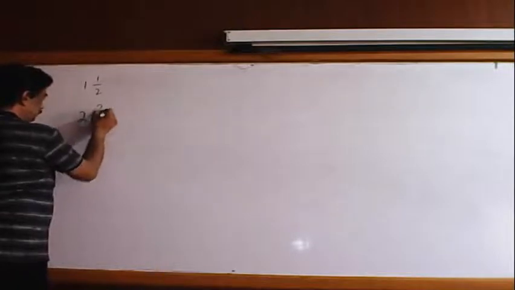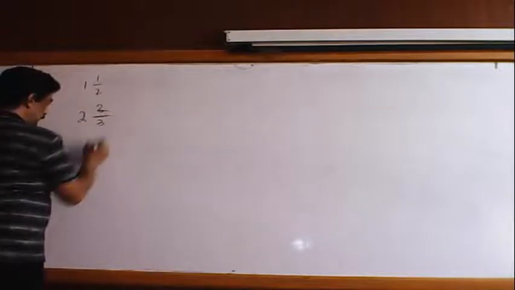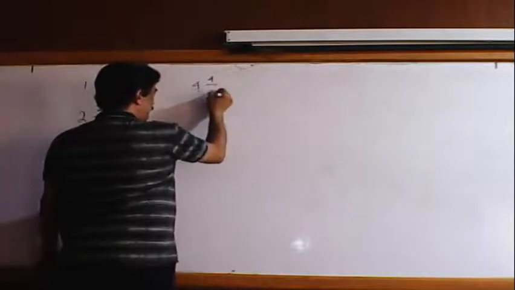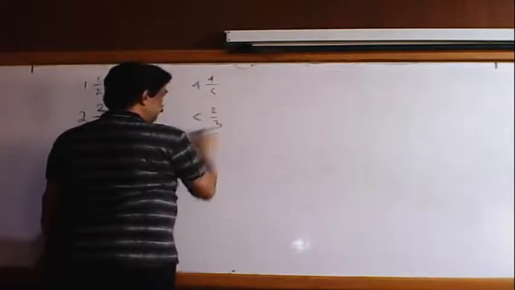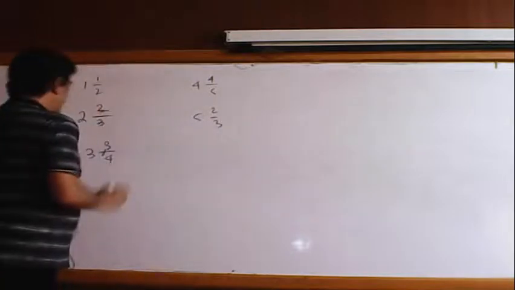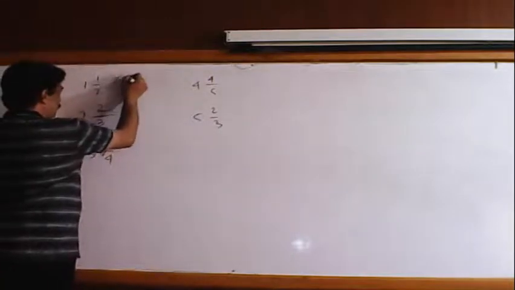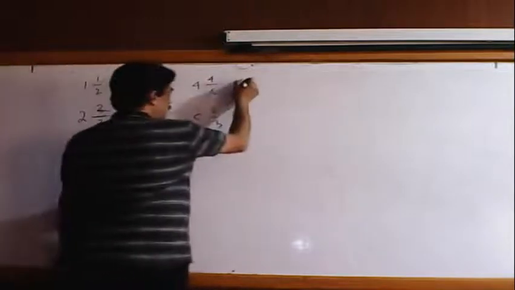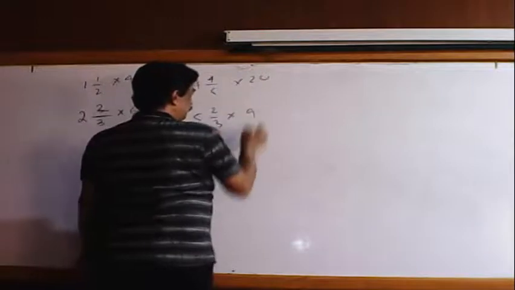First of all, mixed fraction and multiplication. Remember the pattern. I can take any mixed fraction: 1 and half, 2 and 2 by 3, 3 and 3 by 4, 4 and 4 by 5, 5 and 2 by 3. I take the number and I want to multiply by 4, by 6, by 12, by 20, by 9.